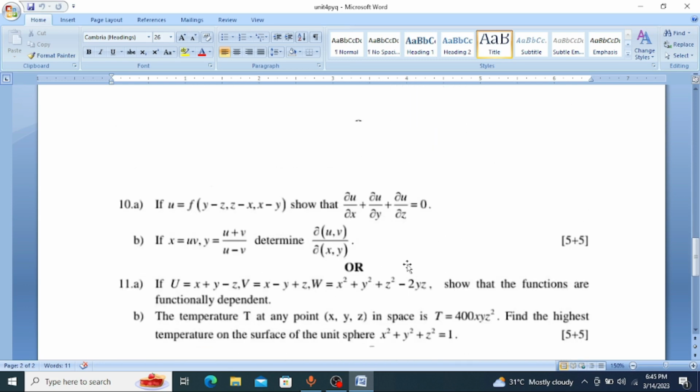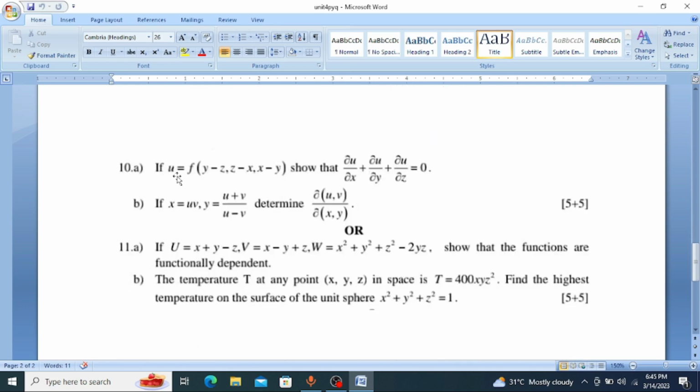Then next, if u is equal to f of (y minus z, z minus x, x minus y), then show that dou u by dou x plus dou u by dou y plus dou u by dou z is equal to 0. So here you just take y minus z, z minus x and x minus y as the variables r, s and t.